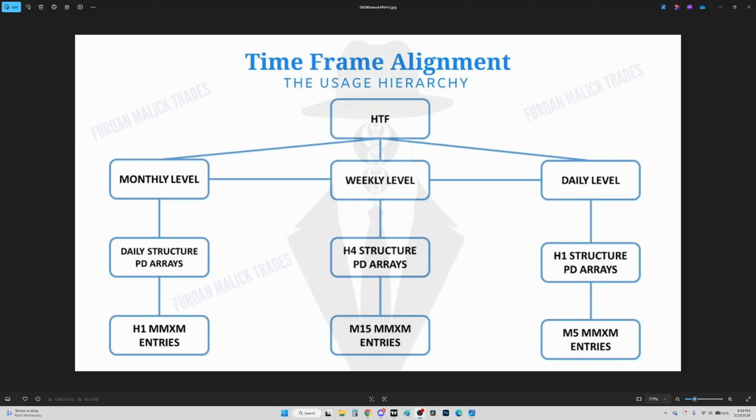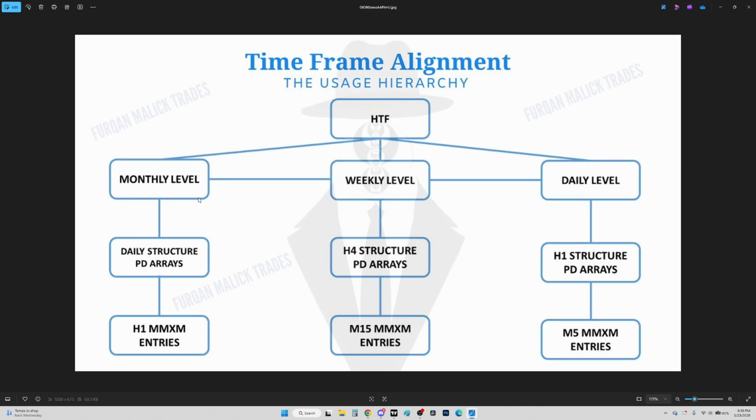This is one of the many examples of a time frame alignment cheat sheet. As you can see, we've got higher time frame up at the very top, and then we go into monthly levels, weekly levels, daily levels, and then underneath each one of those, it'll tell you what structure or PD arrays to focus on, and then it also tells you which time frame to take your entries and exits on.